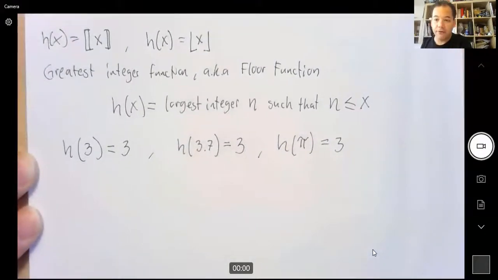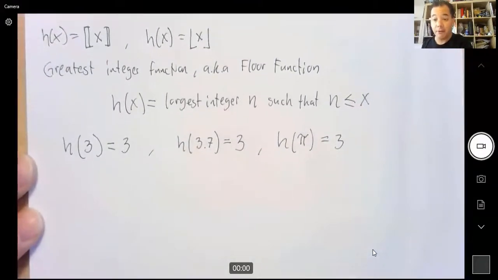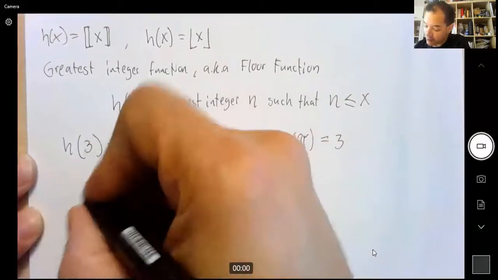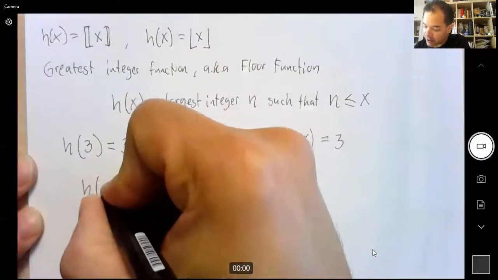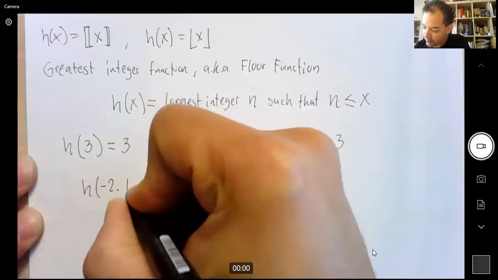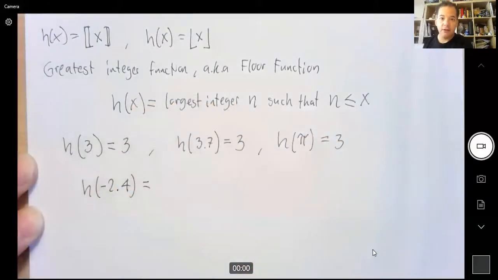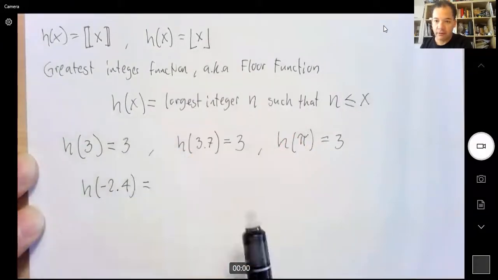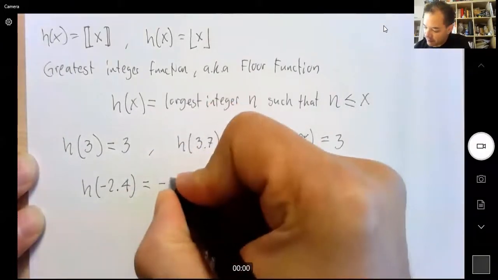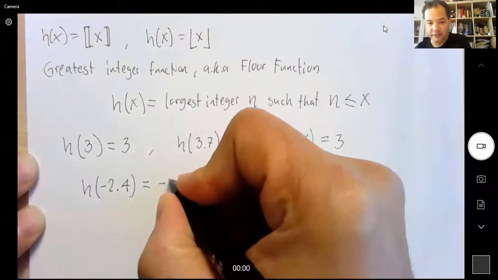Now, for negative numbers, you need to be careful because, remember, we have an order in here. So if we look at, say, h of negative 2.4, what would this one be? Negative 2? Yes. Or is it?